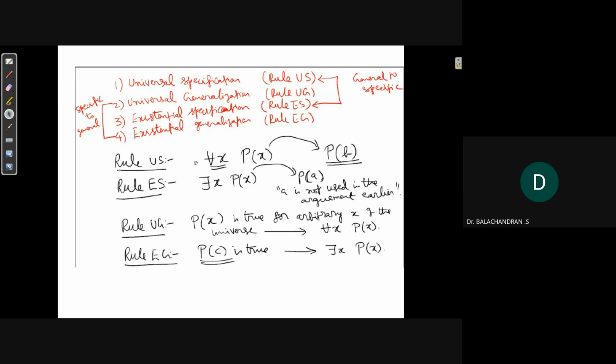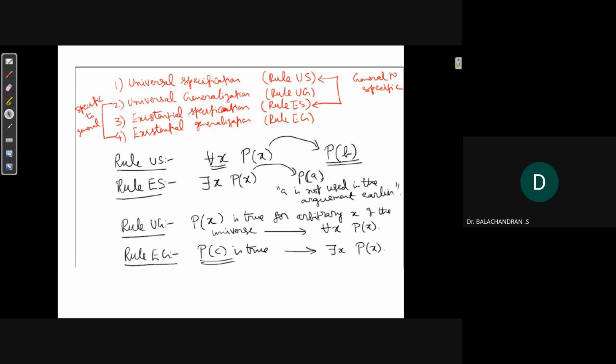Rule US. I will explain here and then I'll go back to the definition. Suppose something is true for every x. Then you can write that it is also true for P of A or P of B, because it is true for every x. That is why this is called universal specification.